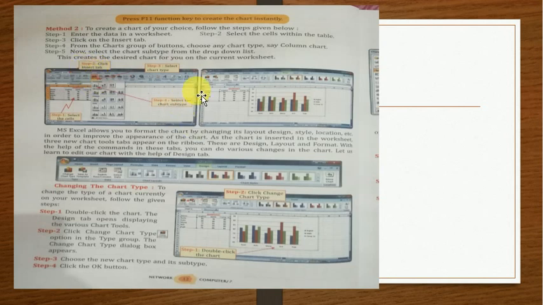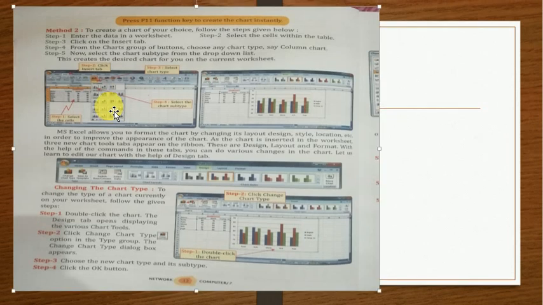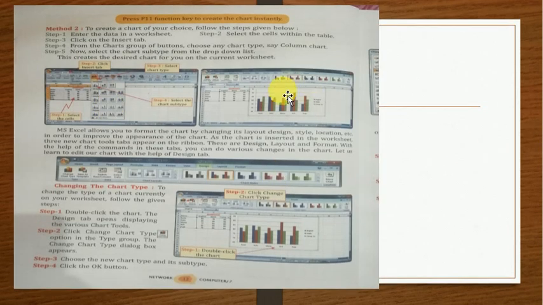Then you select the chart subtype. What kind of chart you are going to make, you click on that. Now select the chart subtype from the drop down list, then select the one you are going to make, click on that and it will be created. MS Excel allows you to format the chart. What is formatting? Formatting is making changes to it. You can change it, you can design it, whatever you want to do, you can do that.